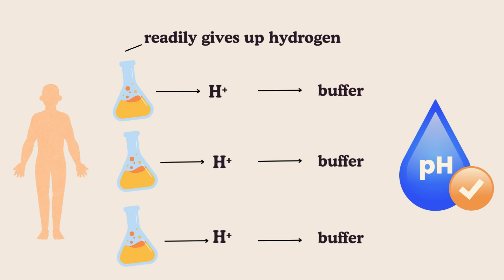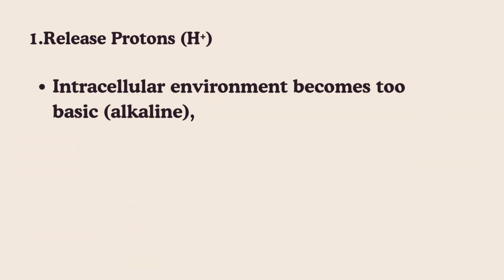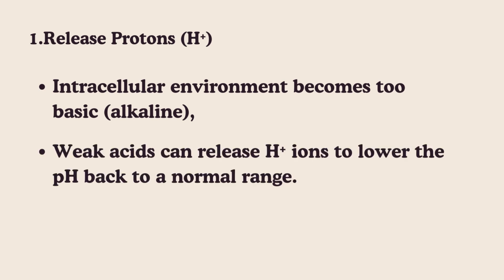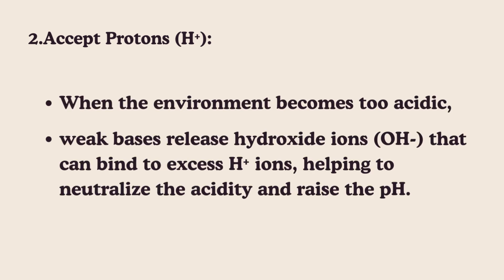To accomplish this, buffers can essentially take on some of these extra hydrogen ions and therefore keep the pH from dropping too much. So when the intracellular environment becomes too basic, weak acids can release hydrogen ions to lower the pH back to a normal range, so the intracellular activity can be done efficiently. When the environment becomes too acidic, weak bases release hydroxide ions, OH-, that can bind to excess H+ ions, helping to neutralize the acidity and raise the pH.